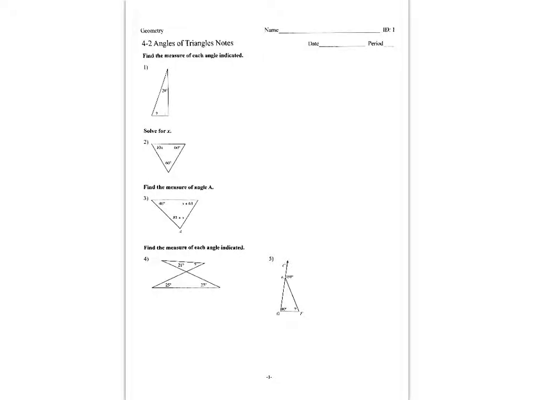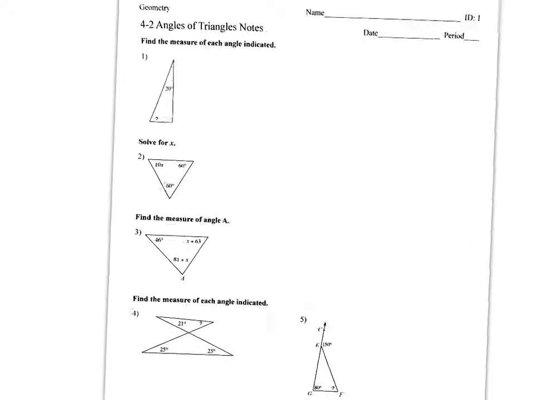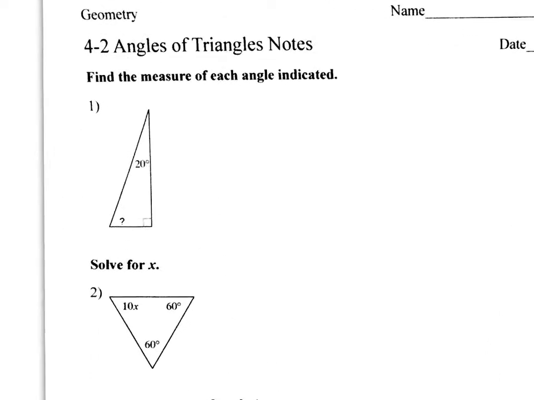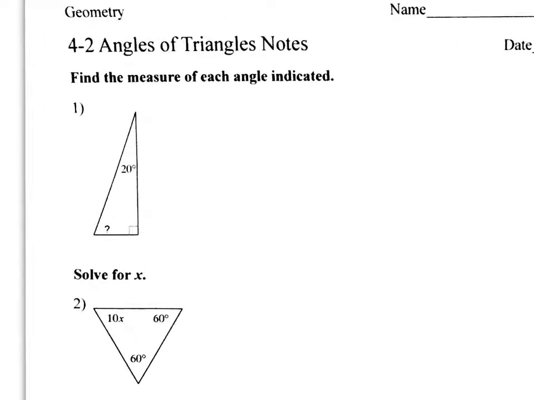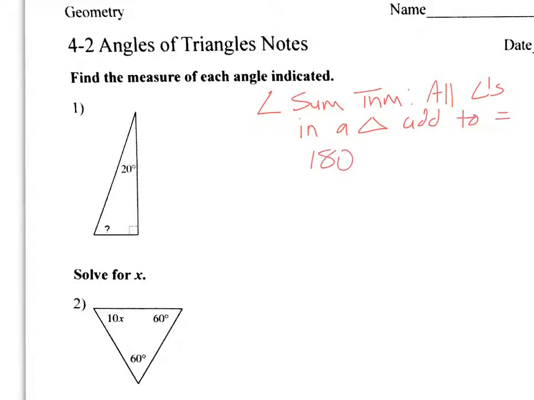All right, lesson 4-2, angles of triangles. We're going to do different types of problems here. The first thing we want to know is what's called the angle sum theorem. I'm going to write that down over here. Angle sum theorem. I'm going to abbreviate theorem. All that says is all the angles in a triangle add to equal 180 degrees.